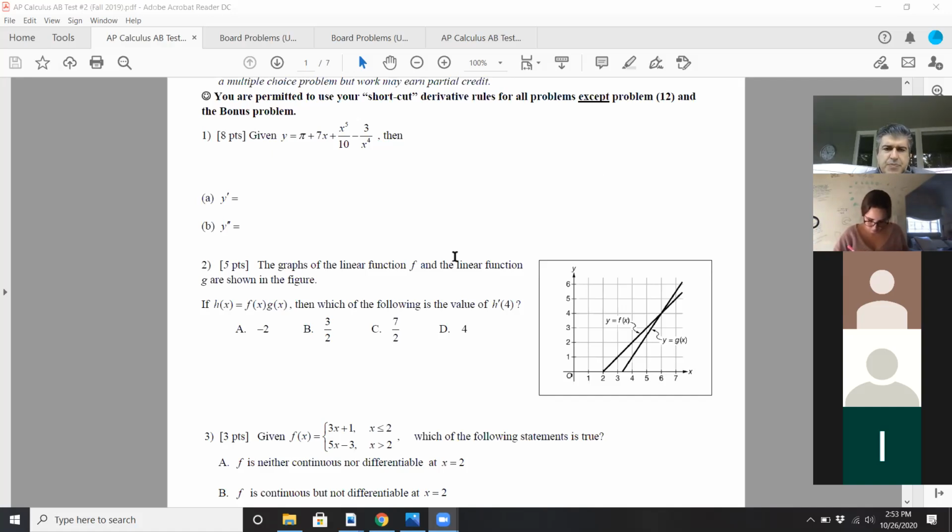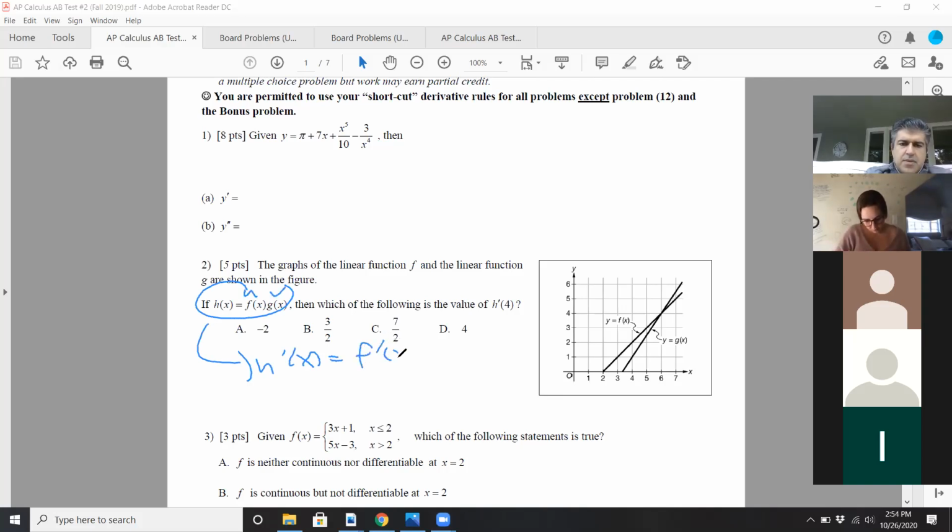Okay, so number 2. You want h prime of 4. Well, what's h prime of x? Think of this as u and think of this as v. It's going to be f prime of x times g of x plus f of x times g prime of x. Now plug 4 in.